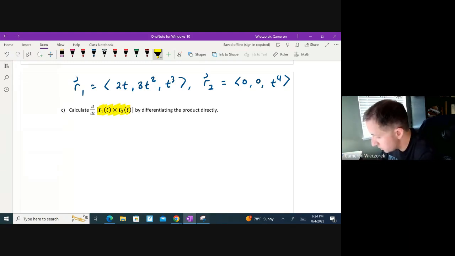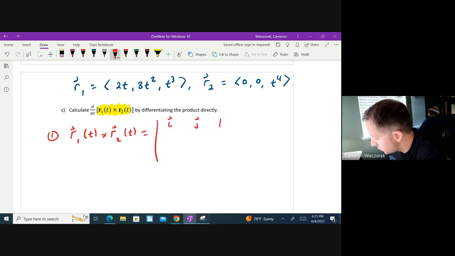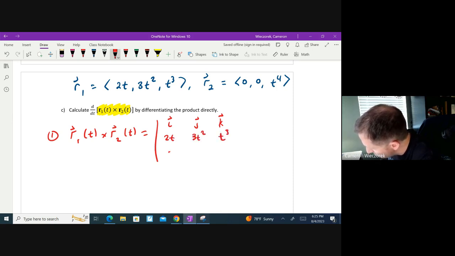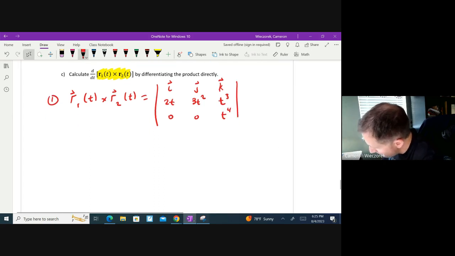Okay, so we're just going to take the cross product directly. That'll be step 1. So r1 of t crossed with r2 of t. I'm going to set up my 3 by 3 determinant, i, j, k. r1: 2t, 3t squared, t cubed. r2: 0, 0, t to the fourth. So I end up with i, crossing off first row, first column. I'm left with the determinant of the little 2 by 2 that's made up of 3t squared, t cubed, 0, and t to the fourth.